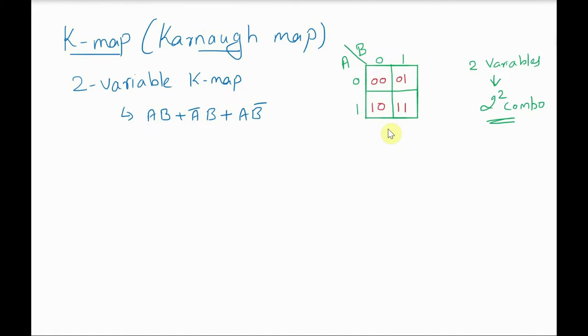As we saw in the previous session, there are two types of canonical forms, SOP and POS. For kmap also, we have SOP and POS as well. We can map SOP and POS expressions in kmap. So first we will see, consider this as a SOP expression. That is AB plus A bar B plus AB bar is a SOP expression.